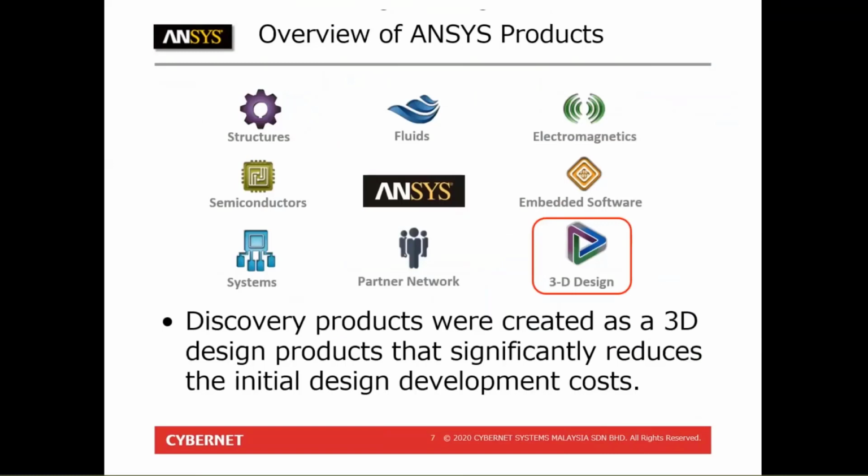So let's get on with the overview of ANSYS products. ANSYS was founded in 1970, so basically ANSYS has been around for more than 50 years now. During that time, ANSYS has been a top of the range, best-in-class simulation software provider in multiple physics, as you can see right here on the screen, where ANSYS provides solutions for structures, fluids, electromagnetics, semiconductors, systems, embedded software, and a partners network.